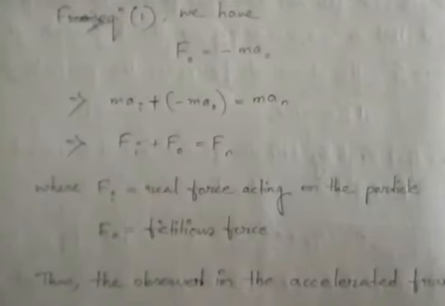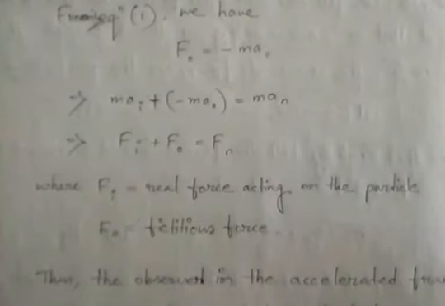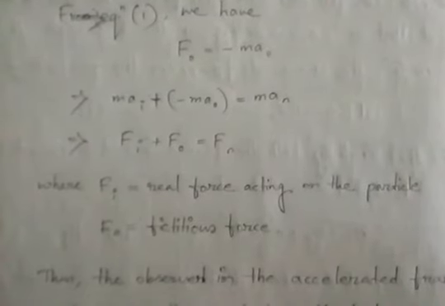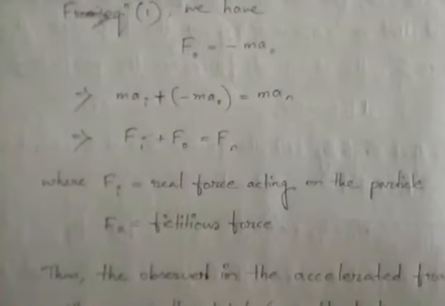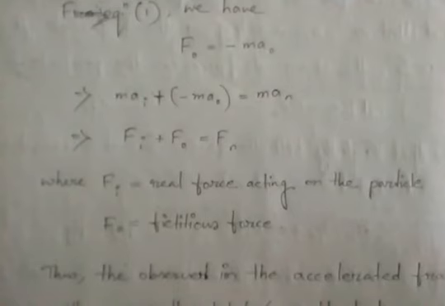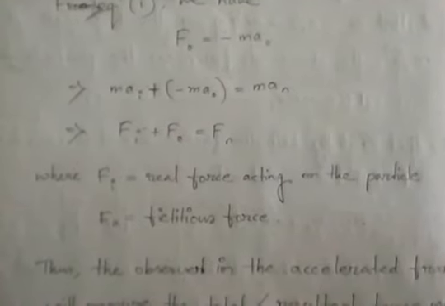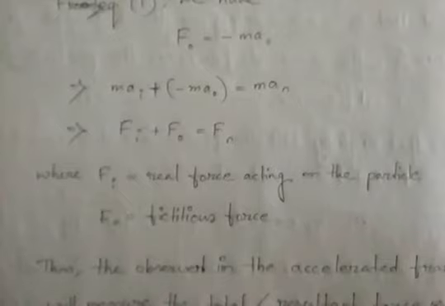Similarly, minus m a naught we can write as F naught, and m an equals Fn. So Fi plus F naught equals Fn, where Fi is the real force acting on the particle and F naught is the fictitious force.